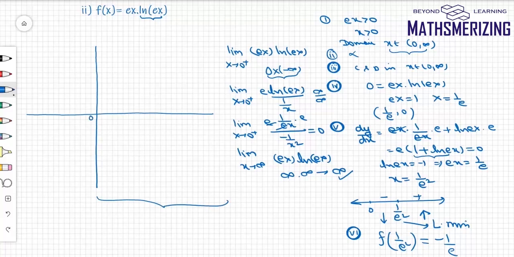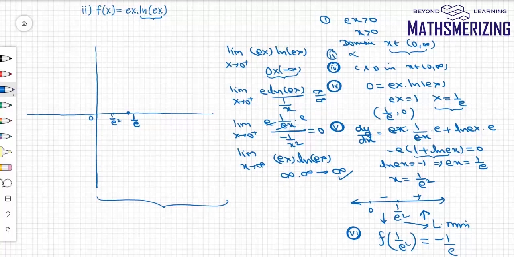There is no symmetry in the graph. So it will always be connected, and it's a smooth graph. It will intersect the x-axis at 1 upon e. So I'll mark this point. Now I'll mark this critical point, which is 1 upon e square. So 1 upon e square will be before 1 upon e. So I'll mark this point as 1 upon e square.